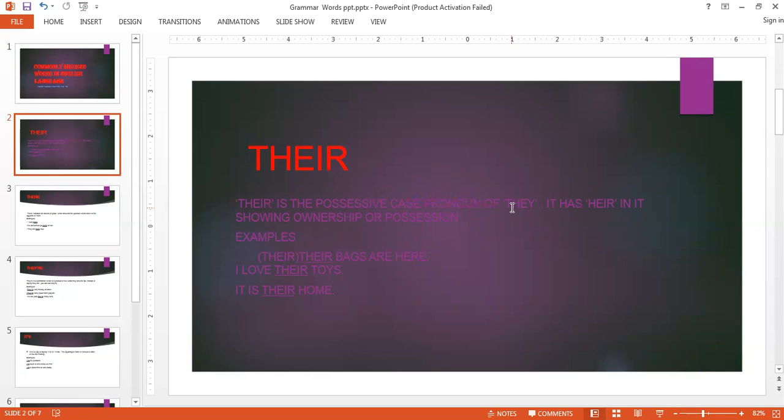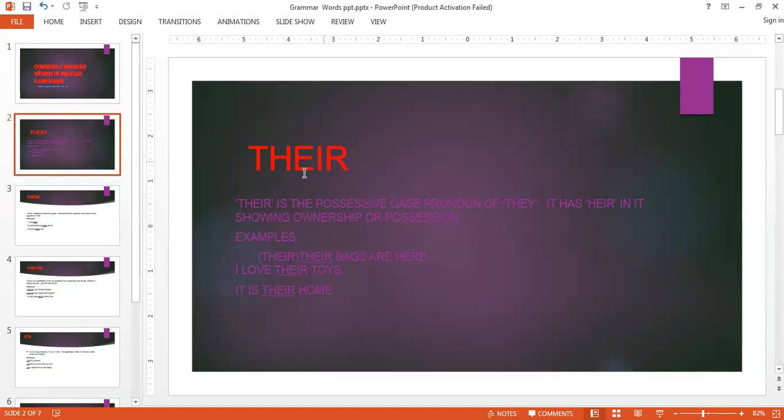Now the possessive case of they is their. So when you need to put a lot of people together and you want to show that they own something, ownership or possession, it's their. And the spelling is T-H-E-I-R, because the most common mistake we make is with the spelling. Some people may want to say their and use T-H-E-R-E for possession.